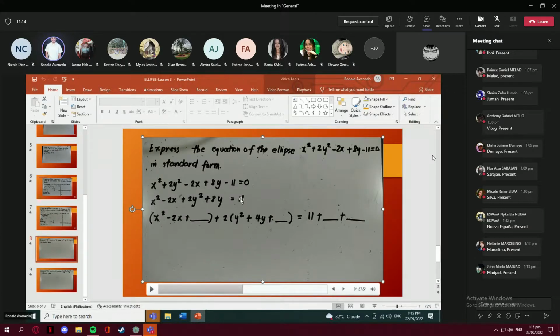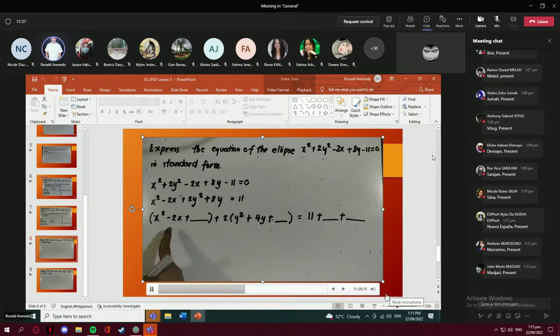And observe how you are going to write the numbers here on the blanks, because that is a common mistake when completing the square with this type of given. Okay, let's continue.